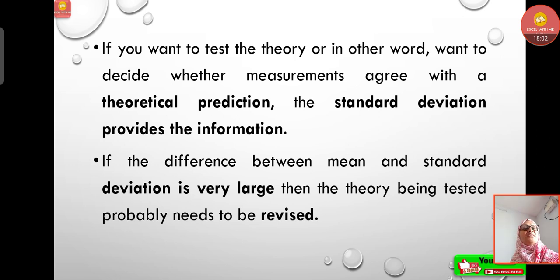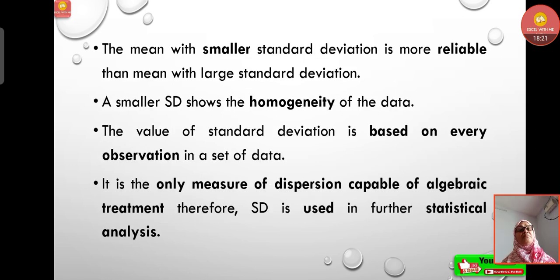If you want to test the theory, or in other words, want to decide whether measurements agree with the theoretical prediction, the standard deviation provides the information. If the difference between mean and standard deviation is very large, then the theory being tested probably needs to be revised. Now, the mean with smaller standard deviation is more reliable than mean with large standard deviation. A smaller standard deviation shows the homogeneity of the data.